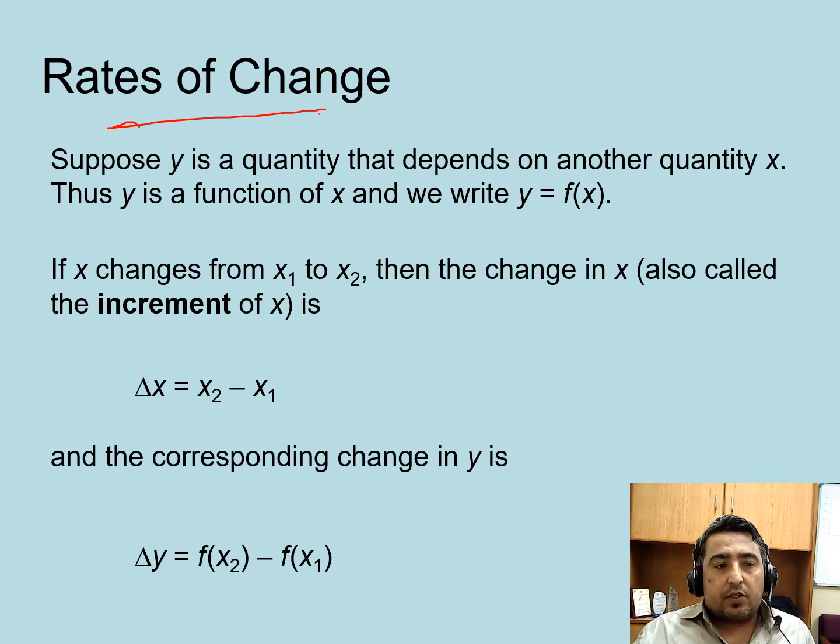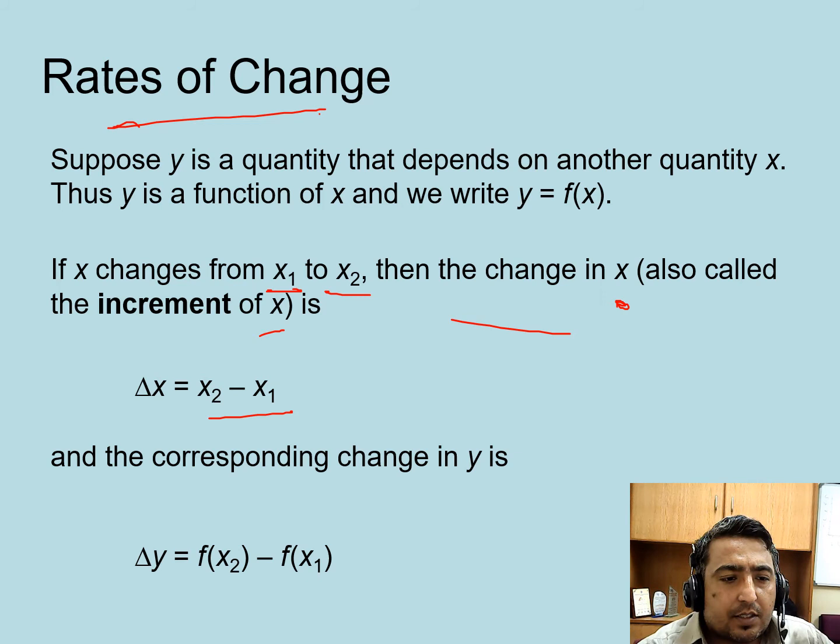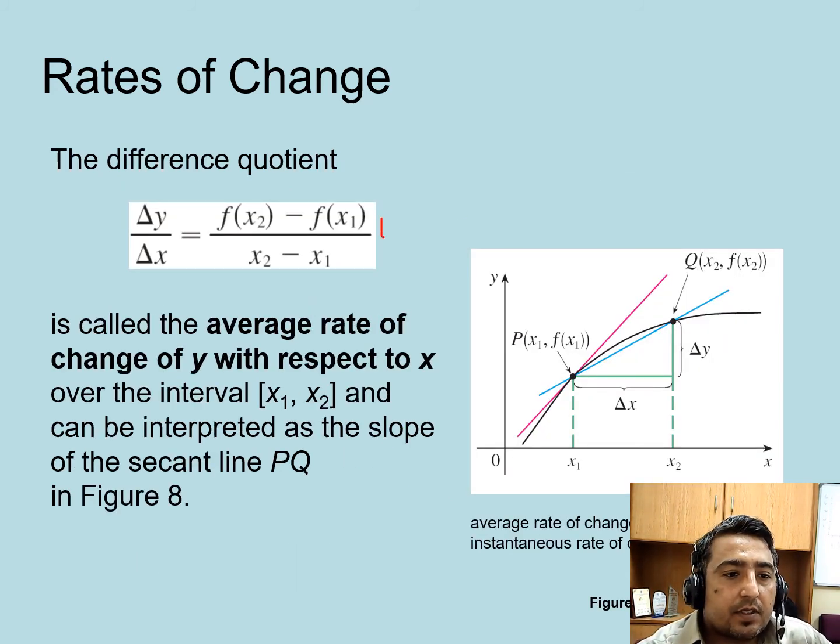So this phenomenon is called rate of change, or derivative. If you want to see x changing from this point to this point, then the change in x, also called increment or addition, is denoted by this, and the corresponding change in y is denoted by this. This is the difference quotient, which ultimately defines your derivative when you take the limit as delta x equals 0, or the difference between these two approaches 0.